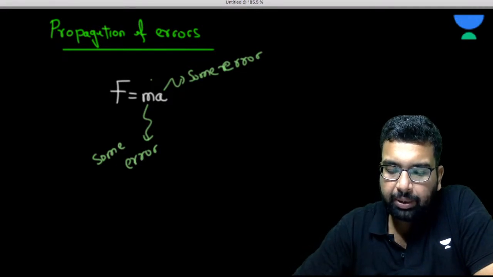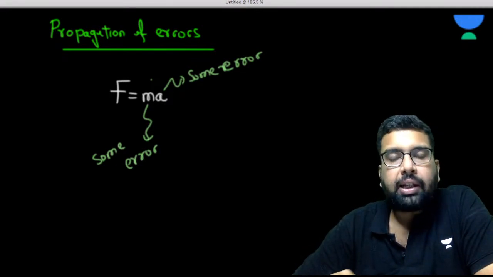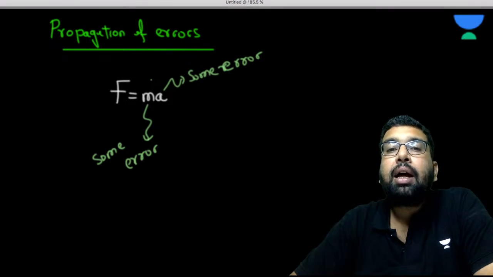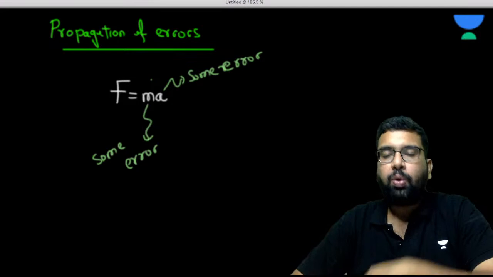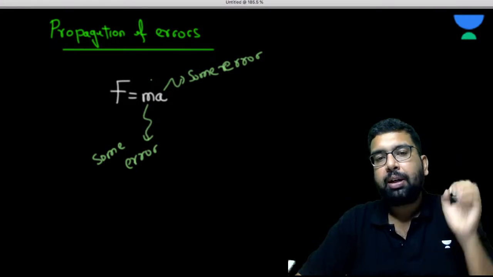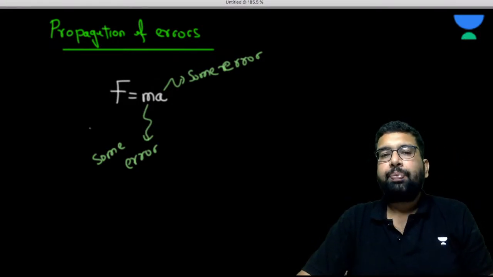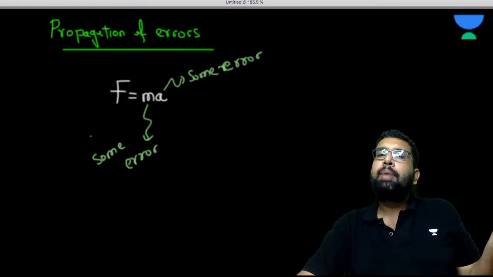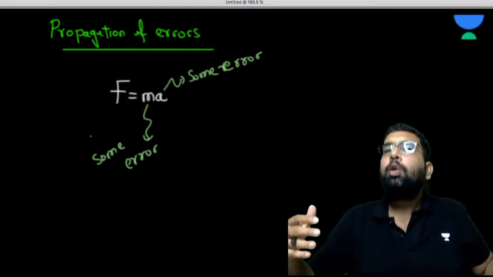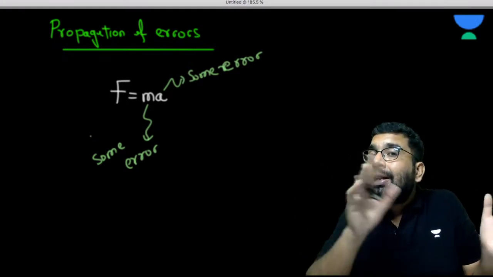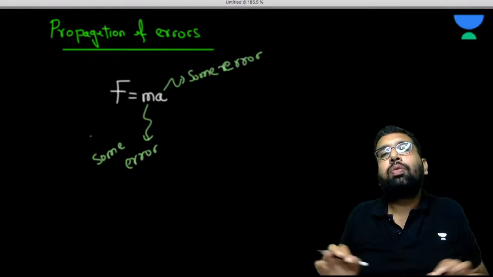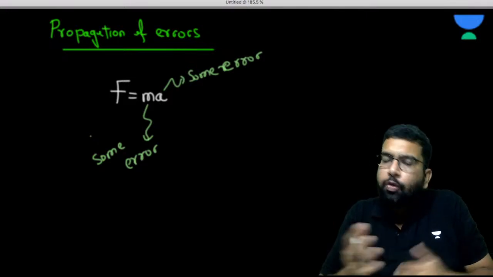Obviously there will be some error in the force also, in the measurement of this force, because there is some error in the mass and some error in the acceleration. Now you are combining these two things to get another thing. That other thing must also have some sort of error in it, right? Obviously.